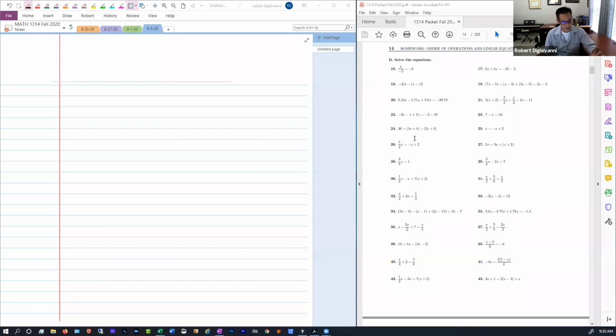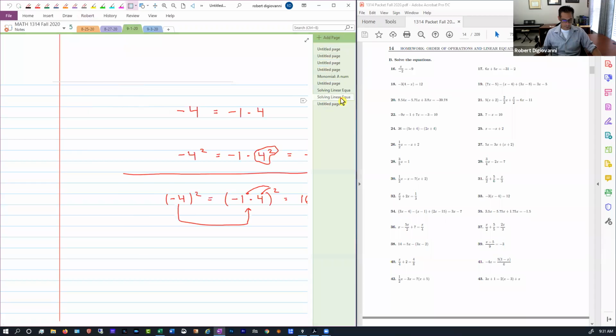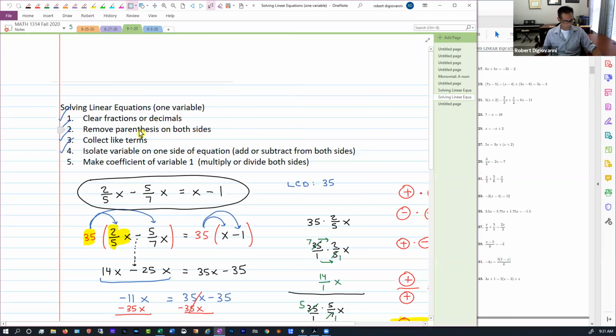So we're talking about this one here. Number 26. 1/2 x equals negative x plus 2. Is that correct? Yes. Okay. So for this problem, we're trying to solve this equation. So we're trying to solve for x. And then we had a set of steps from last time, right? So let me bring up those steps. And I'll just copy them real quick. That way we have them.